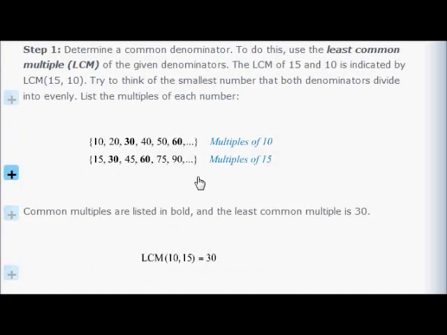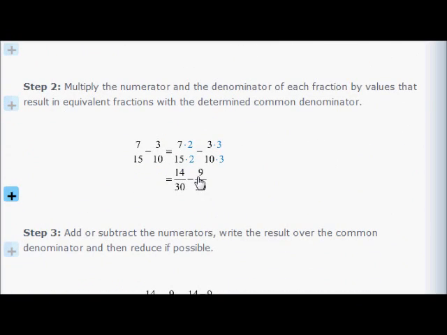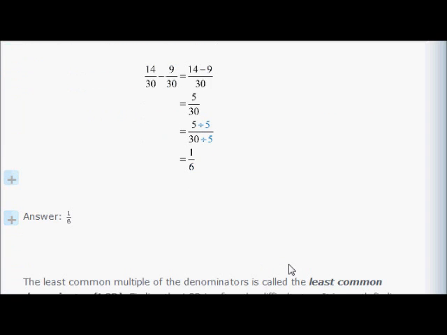That's why we didn't want to use 60 up here, because once we start multiplying in order to get to 60, in order to get 15 to 60, we'd have to have 4 over 4 here. To get 10 to 60, we'd have to have 6 over 6 here, and so you'd have 7 times 4, which is 28, and you'd have 3 times 6, which is 18, so you'd have 28 minus 18 over 60. You'd end up with 10 over 60.